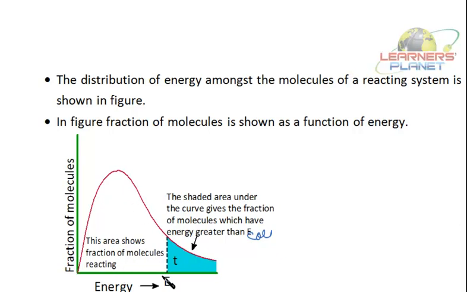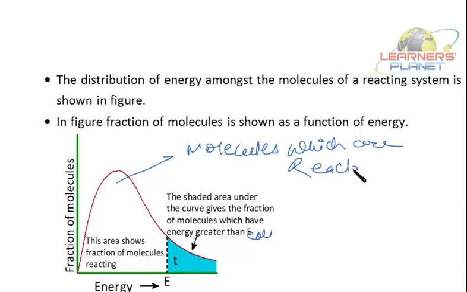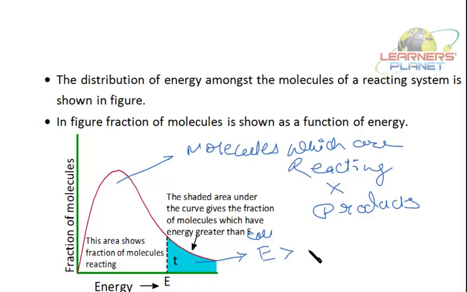Now in this graph you can see that in this particular area there are molecules which are colliding, but they are not leading to the formation of products. And in this particular area, these are the molecules which have energy greater than the threshold energy or the critical energy required for collision.